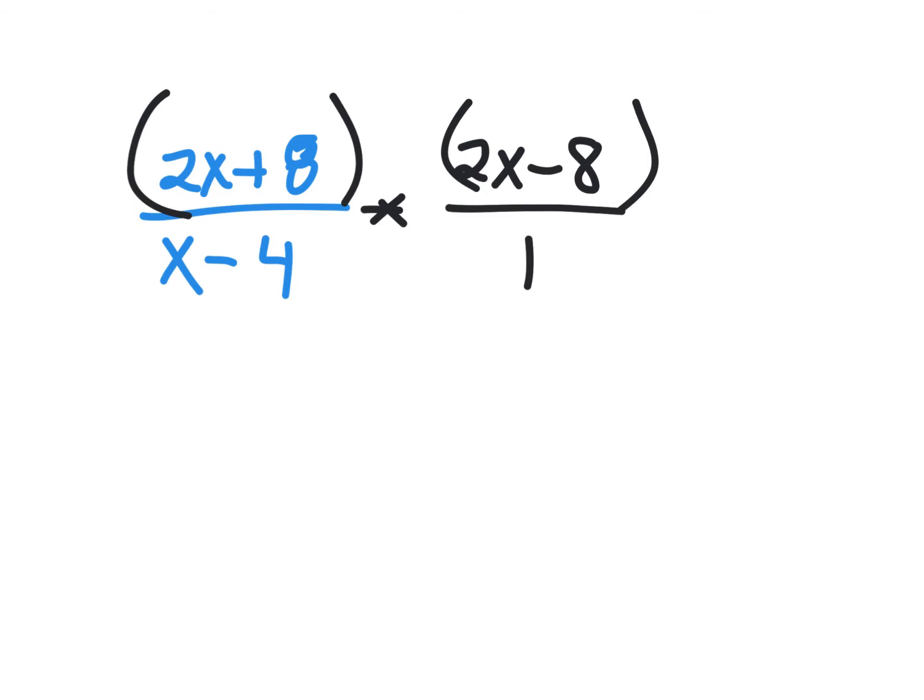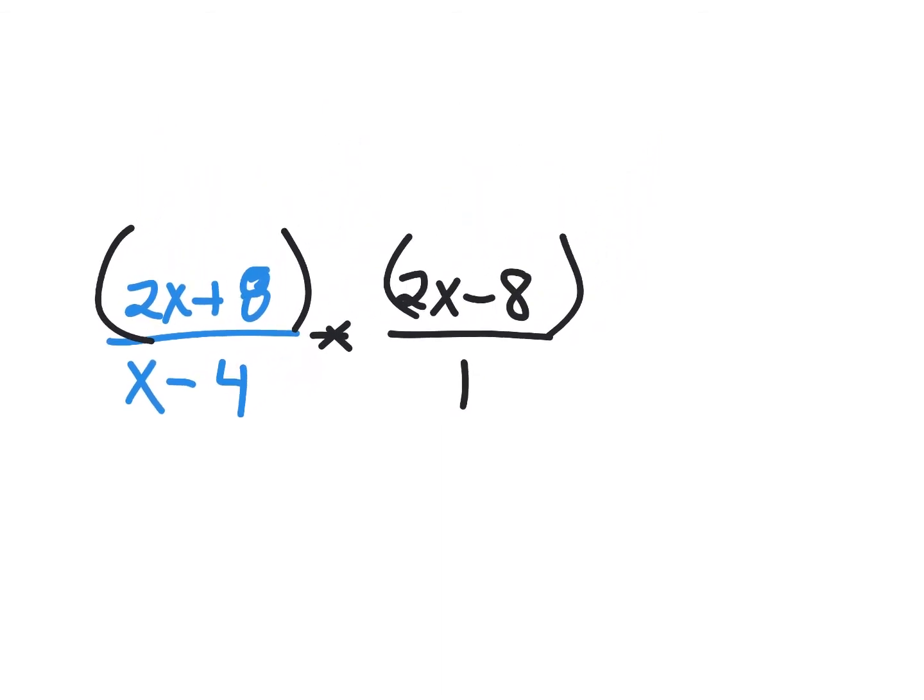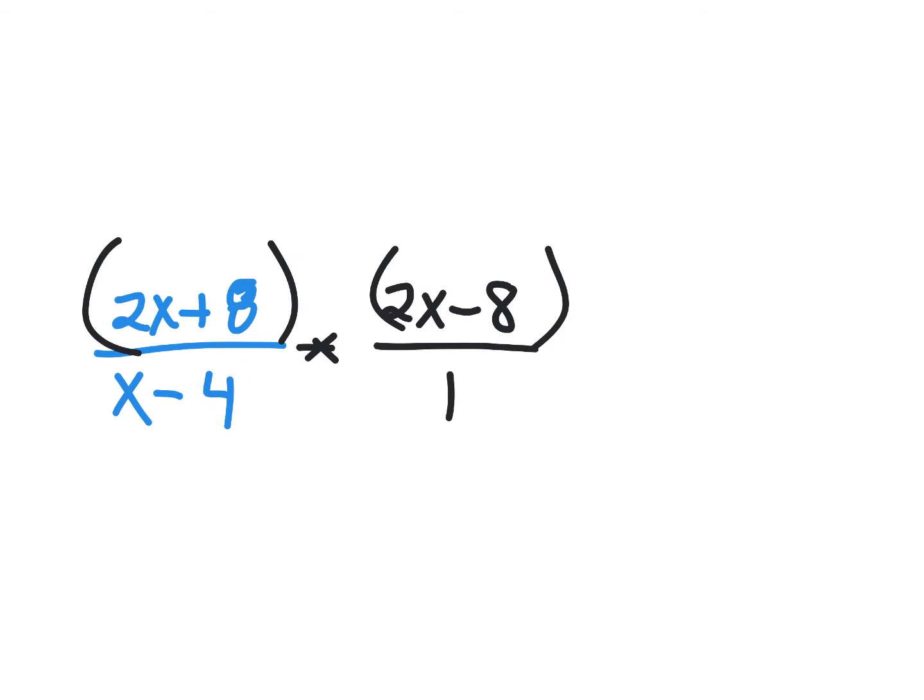Why can't you just multiply across the top and the bottom? Because if you can factor it, you should. Would everybody please factor the thing I put in parentheses? Get it all factored, and then you'll see something that cancels.